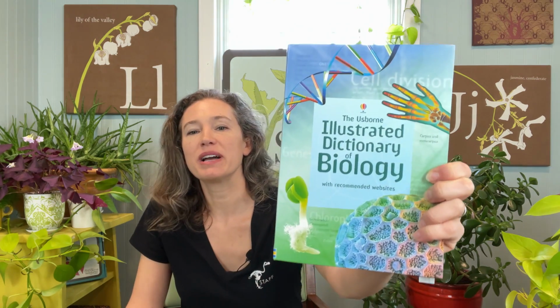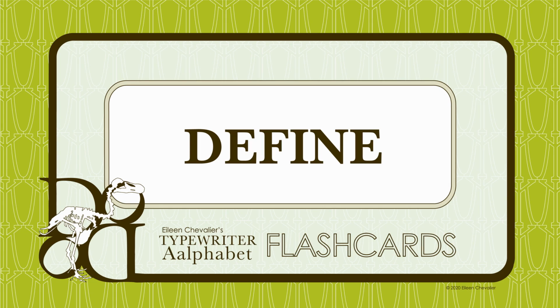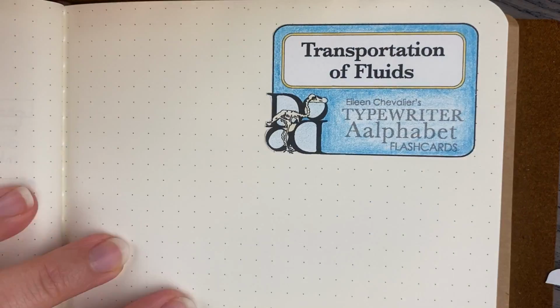The other thing that you'll want is the Usborne Illustrated Dictionary of Biology. There are some excellent illustrations in here, and they talk a lot about the fluid transportation systems in plants. Before we get into those, get out your journal and I will read some definitions to you. It's always good to define, to know what you're talking about.